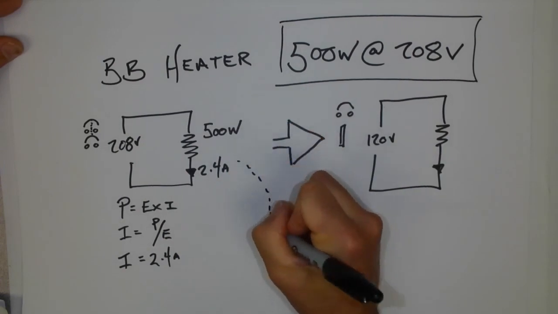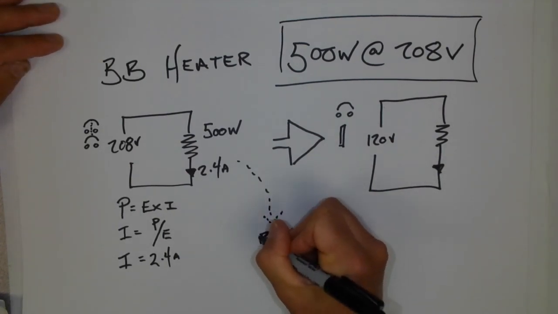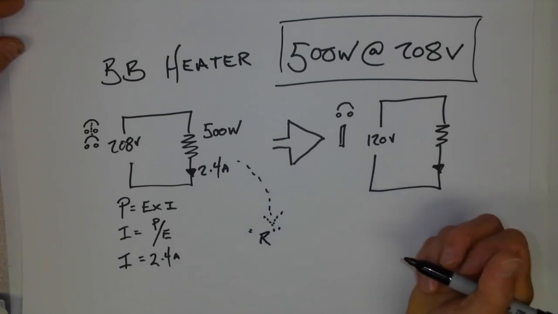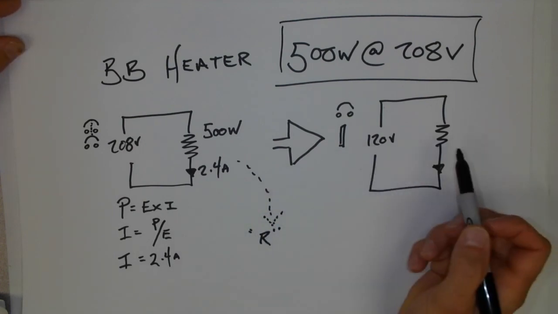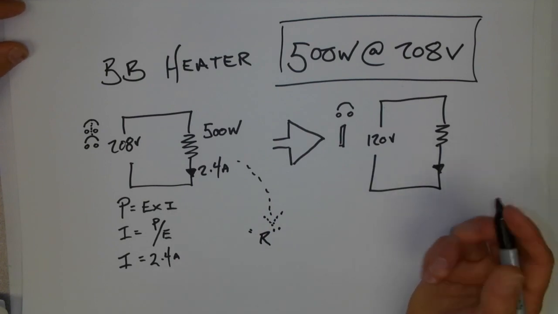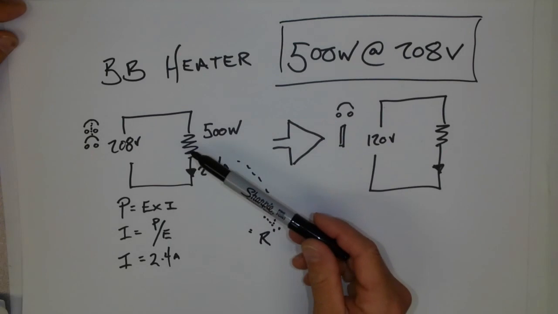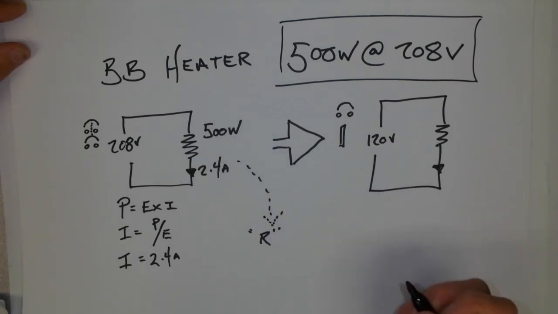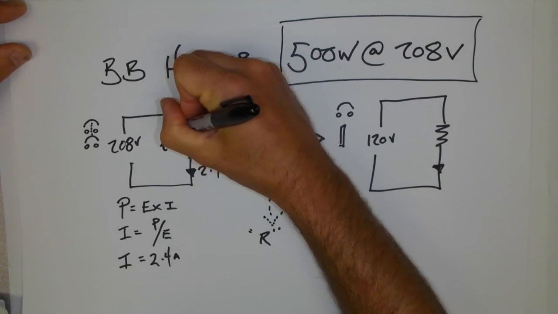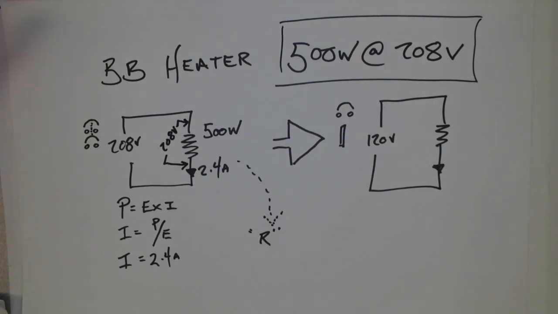What we have to do is take this information here and calculate what the resistance is of that particular object. The resistance is one variable that will not change. No matter what voltage I put that baseboard heater across, the resistance will remain constant. So there's a couple of different ways that we can accomplish this. Right now, what we have is a voltage across my heater of 208, because it's the only thing in the circuit. I got 500 watts and 2.4 amps. So you really have a choice as to what equation you'd want to use.